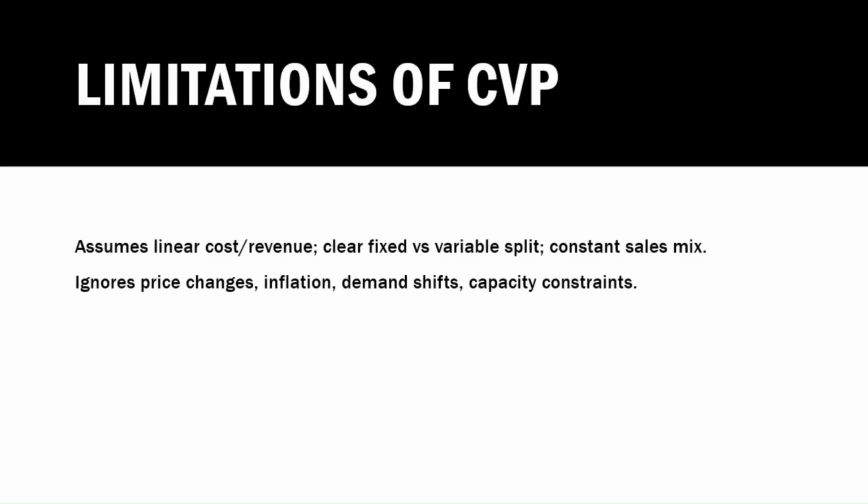Limitations of CVP. CVP is simple, but it comes with limitations. It assumes costs and revenues are perfectly linear. It assumes all costs can be split cleanly into fixed and variable. It assumes the sales mix doesn't change. It ignores inflation, demand shifts, and capacity limits. So while CVP is a powerful planning tool, managers should combine it with other techniques for real-world decisions.